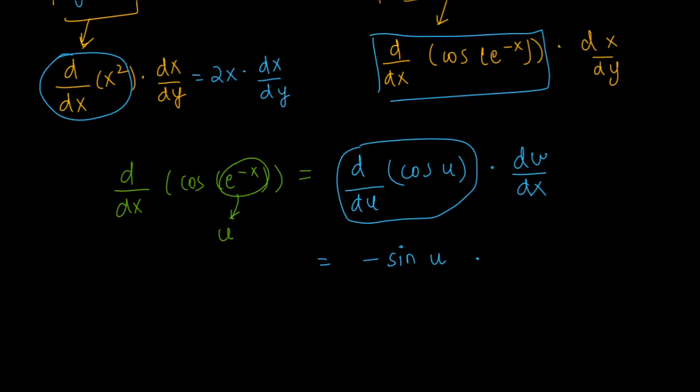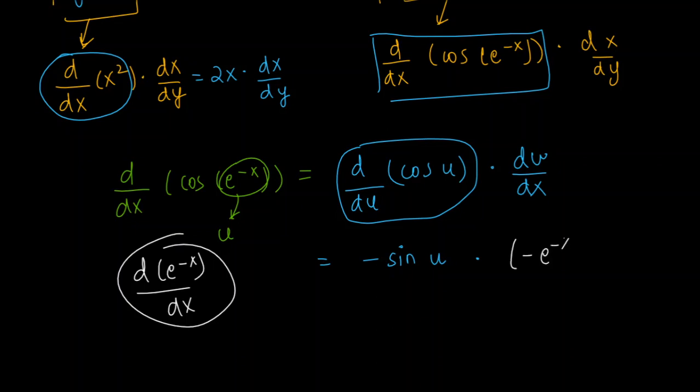So we need to differentiate e to the power of negative x with respect to x. This is again chain rule, but you might have done this enough times. You already know this is equal to negative e to the power of negative x. If you do the math again, these negatives will cancel. Instead of u, you would write e to the power of negative x, and you would get e to the power of negative x times sine of e to the power of negative x.